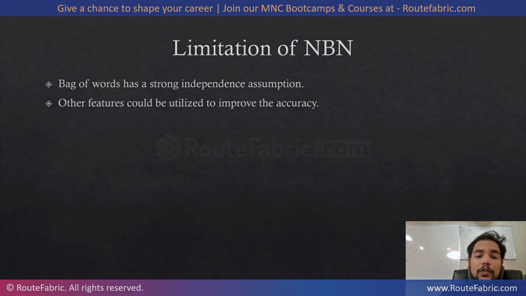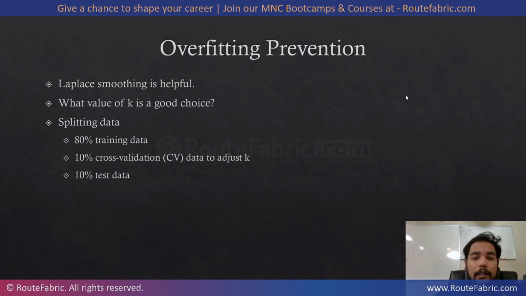The other features could be utilized to improve the accuracy. Even though there is no strong independence assumption, the other features could be utilized to improve the accuracy of the Naïve Bayes network. Now let us look at how we can reduce the chance of overfitting in a Naïve Bayes network. We can use Laplace smoothing, which is helpful to reduce overfitting in Naïve Bayes.